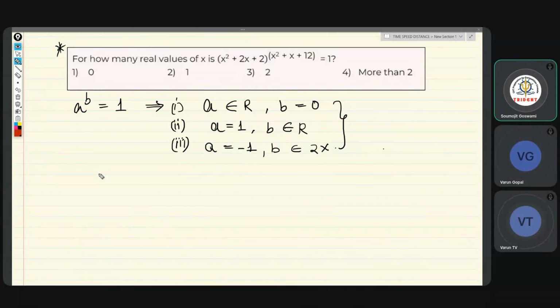Varun, what about you? I'm okay. I think he would also get to some responses, because now basically it boils down to which of these conditions can be the correct one.